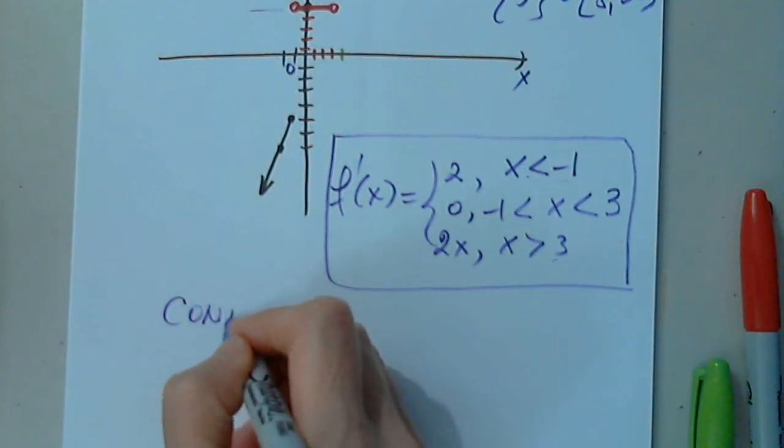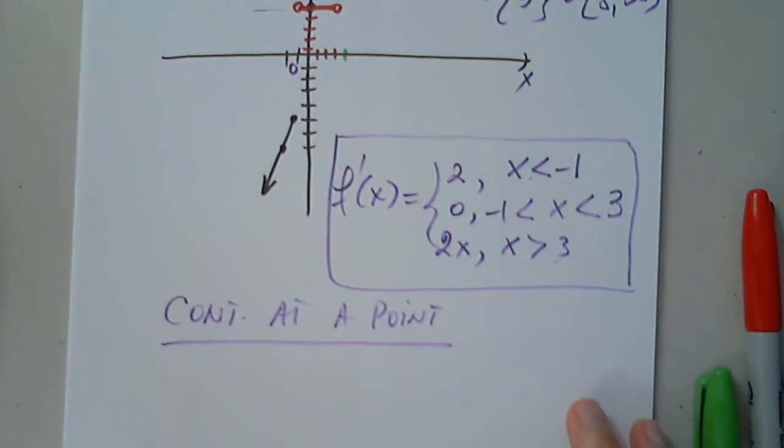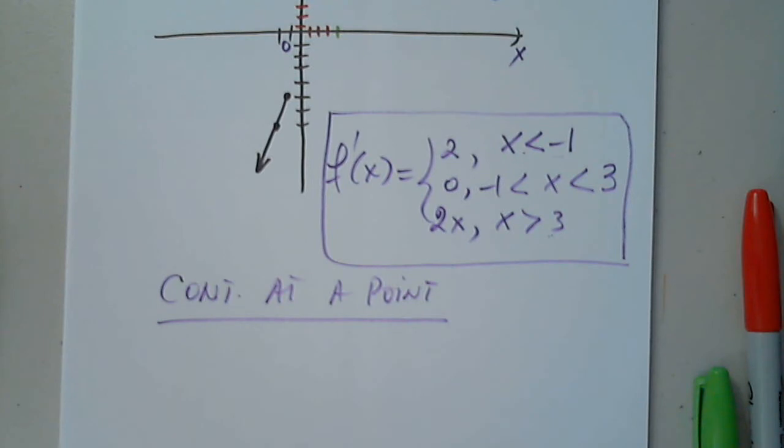What is the definition of continuity at a point? Can anyone give us the definition of continuity at a point? The limit is equal from both sides. Okay, what else? Is the value of the function? Yes, very good. So let me write this for you.